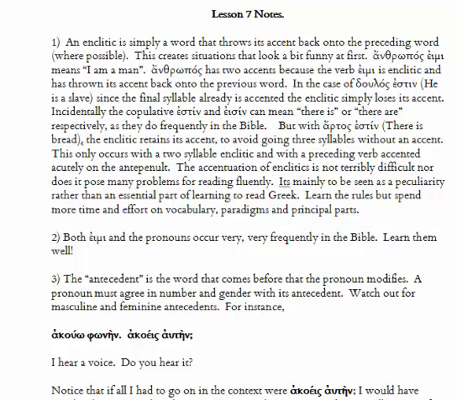Okay, welcome to lesson 7 here. There's just a few little things I wanted to go over briefly about this lesson. In this chapter, we finally meet the copulative verb eimi, which in Greek simply means is, a verb of being.